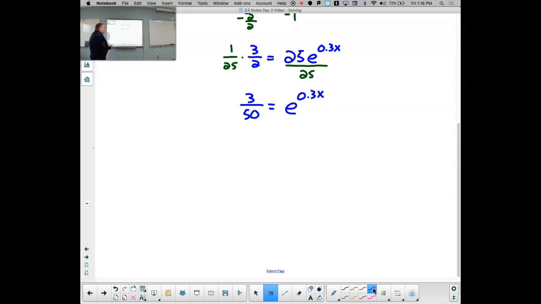So what I would do now is switch it into logarithmic form. It's in exponential, I want to switch it into logarithmic form. So it would be log base e, well, that's natural log, of my argument, which is 3/50ths, equals my exponent, which is 0.3x. Then I would divide both sides here by 0.3.